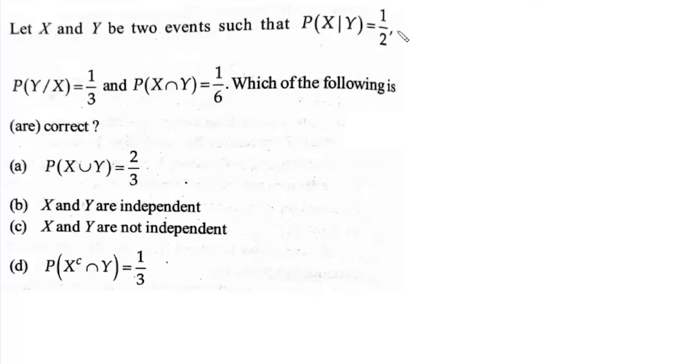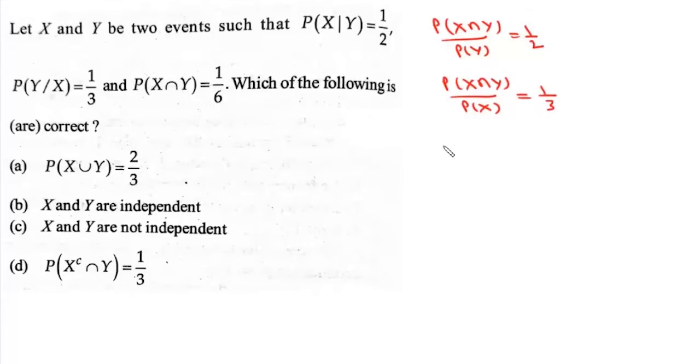Here we are given that P(x given y) is 1 upon 2. So probability of x intersection y upon probability of y is 1 by 2. Probability of y given x, which is probability of x intersection y upon probability of x, is 1 by 3, and probability of x intersection y is 1 by 6. Now using these three, we can calculate P(x) and P(y). Now this P(x) will be 1 by 2 and P(y) will be 1 by 3.